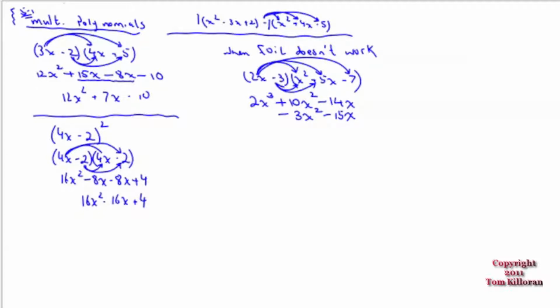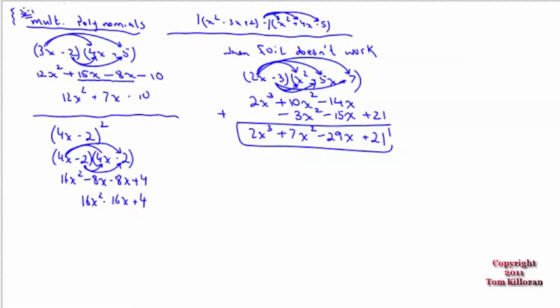And then finally, negative 3 times this negative 7 way down here. And that kind of just hangs off the end. And then you can just add them together. So you get 2x cubed positive 7x squared negative 29x plus 21. There's your answer. Generally, it's not much more difficult than a binomial times a binomial. It just takes a little bit more writing and a little adding at the end.